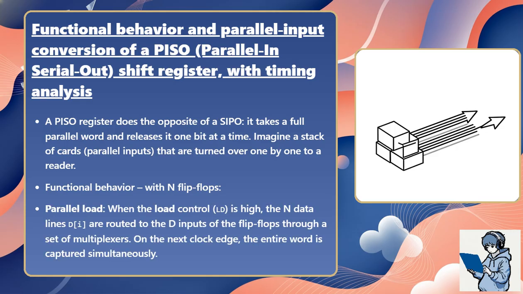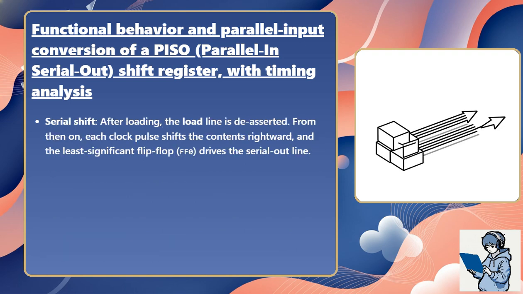Parallel load. When the load control LD is high, the n data lines D_i are routed to the D inputs of the flip-flops through a set of multiplexers. On the next clock edge, the entire word is captured simultaneously. Serial shift.